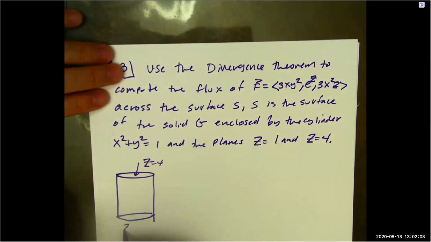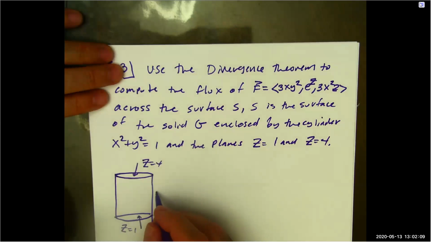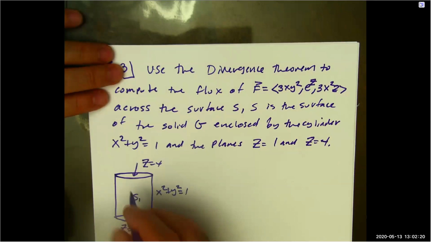And then we have z equals 1. That's this bottom, so this is not on the xy plane. And then we have the lateral surface, which is x squared plus y squared equals 1. And so our surface consists of 3 parts: this lateral surface, this top surface, and this bottom surface.